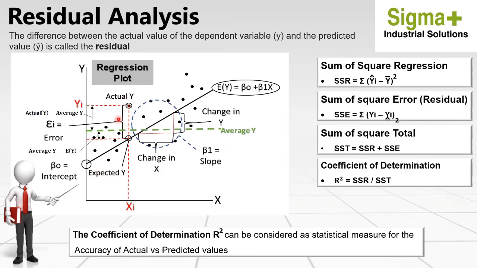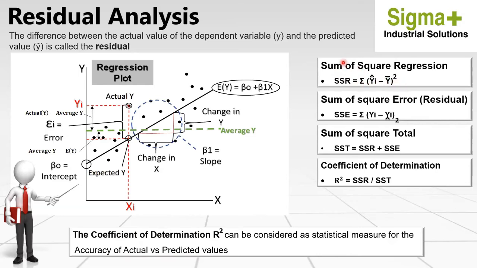Now, it's very important for us to measure the accuracy of the prediction and the percentage of that error. This can be done through the calculation of the coefficient of determination, the R-square, which is considered a statistical measure for the accuracy of the actual versus the predicted values. To calculate that coefficient, we need to go through those equations. So let's first understand what those equations are telling me.